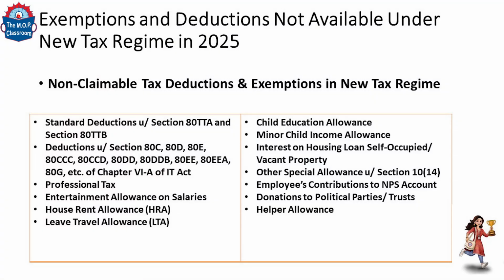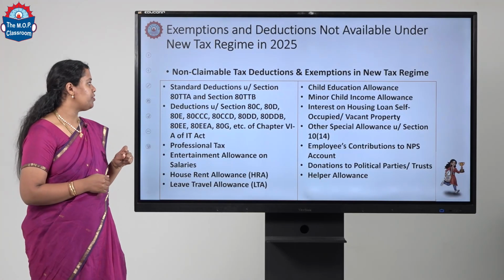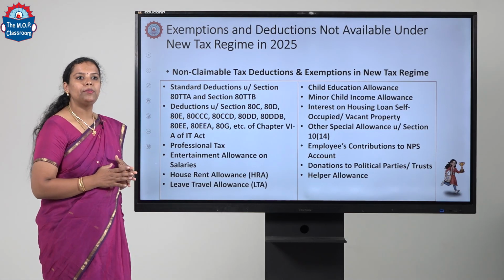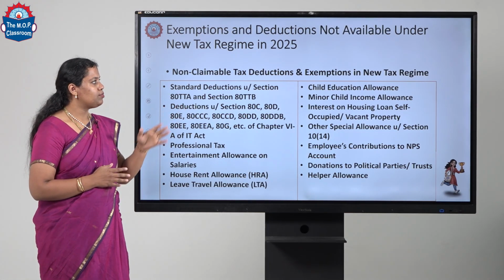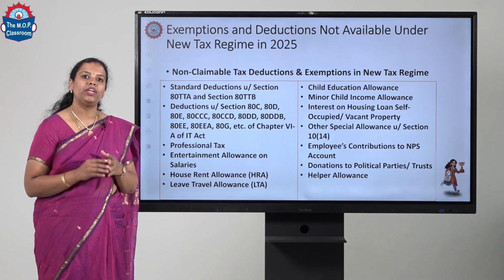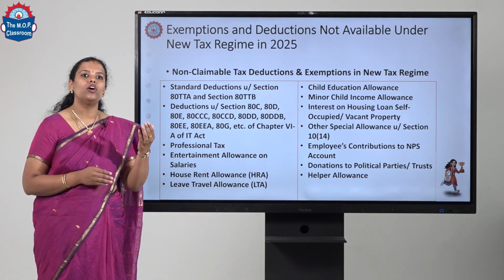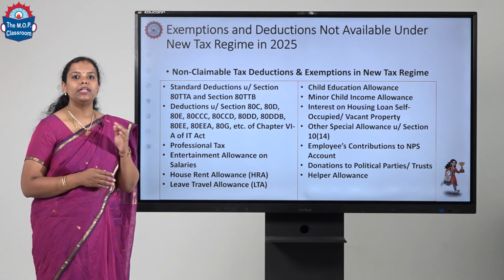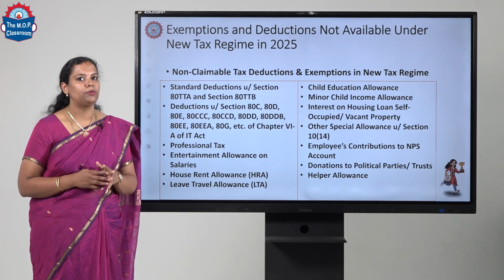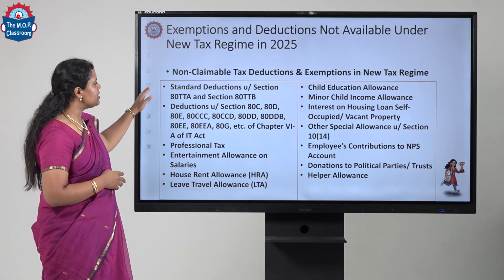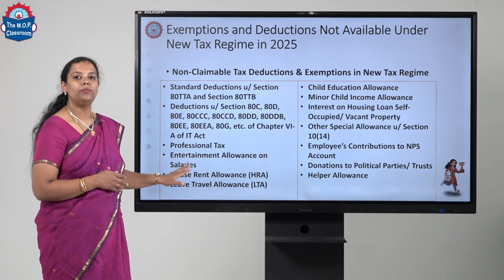Okay. So next, these are the exemptions and deductions which are not available under the new tax regime. So these are the non-claimable tax deductions and exemptions. So previously in the old tax regime, we were able to submit all the investment proofs so that we can claim the deductions or the exemptions under the chapter 6A. But in terms of a new tax regime, we will not be able to do all these things. So what are the things that we were usually taking up but not available right now?